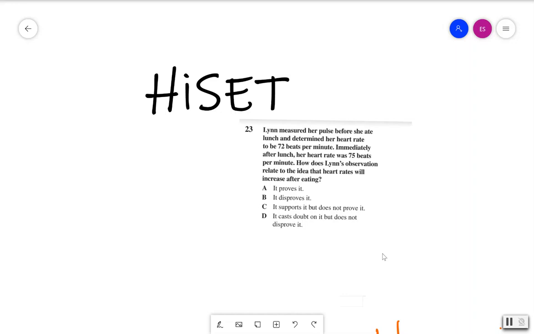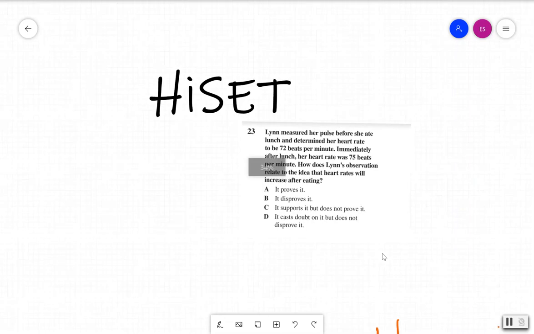So, we're going to answer this question in a second, but first I want to break down for you the different parts of this question and what each part means. So, first of all, there's a hypothesis. So there's an idea, and the idea isn't necessarily the first thing that's mentioned, but think for a moment, what is the underlying idea that drove Lynn to check her heart rate? It's the idea that a heart rate will increase after eating.